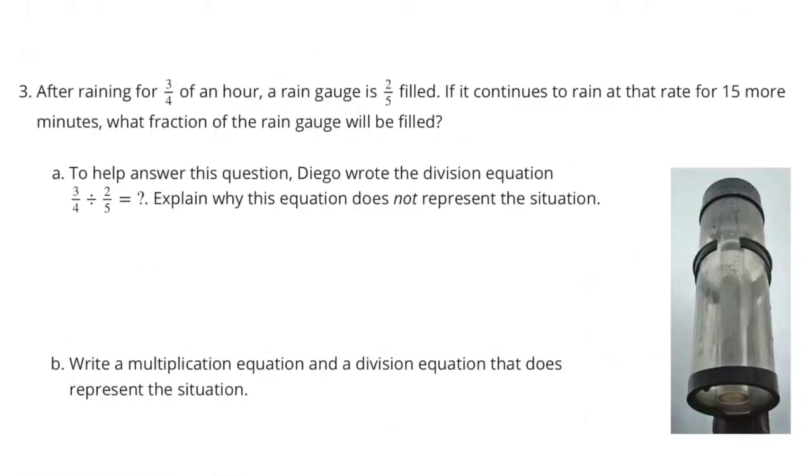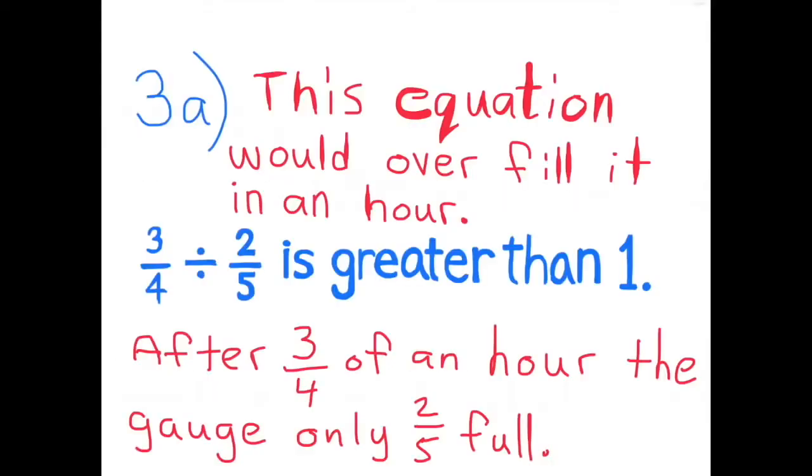Number 3. After raining for 3/4 of an hour, a rain gauge is 2/5 filled. If it continues to rain at that rate for 15 more minutes, what fraction of the rain gauge will be filled? A. To help answer this question, Diego wrote the division equation 3/4 divided by 2/5 equals what number? Explain why this equation does not represent the situation. This equation would overfill it in an hour. 3/4 divided by 2/5 is greater than 1. After 3/4 of an hour, the gauge was only 2/5 full.